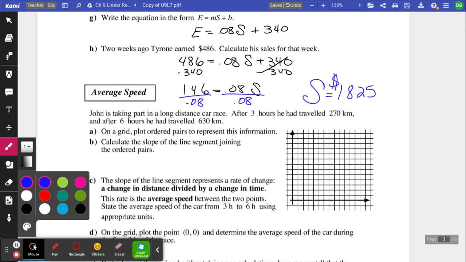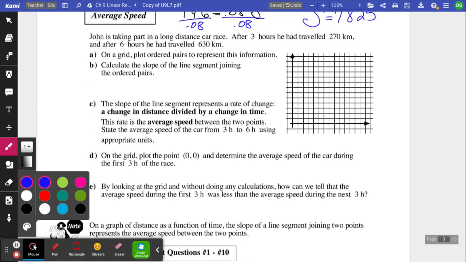Yep, looks good. Okay, one more quick little assignment, and then we get to work on what you're going to do. Any questions so far on what we've done? All right. John is taking part in a long-distance car race. After 3 hours, he traveled 270 kilometers, and after 6 hours, he traveled 630 on a grid. Plot ordered pairs to represent this information.